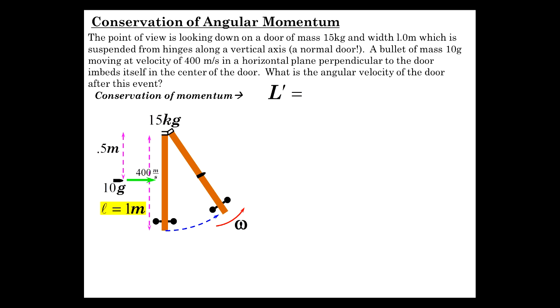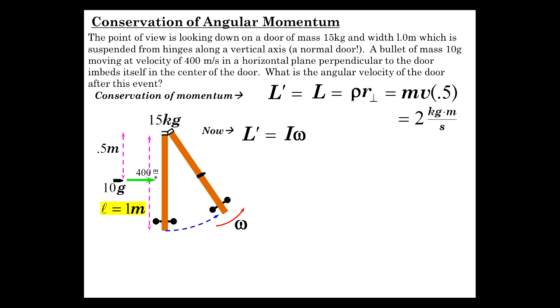Well, angular momentum before is angular momentum after. After is equal to before. So we're looking for the after, because that's where the angular velocity will be contained. So it's linear momentum times the perpendicular radius. And that's going to be the mass of the bullet times its velocity times the perpendicular radius from the pivot point, the point in question here, which is a half a meter. So when you do this multiplication, you get 2 kilogram meters per second.